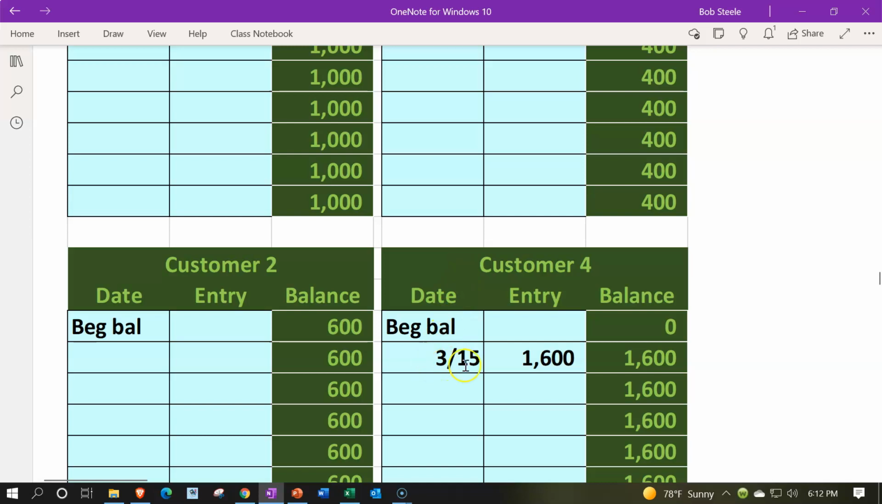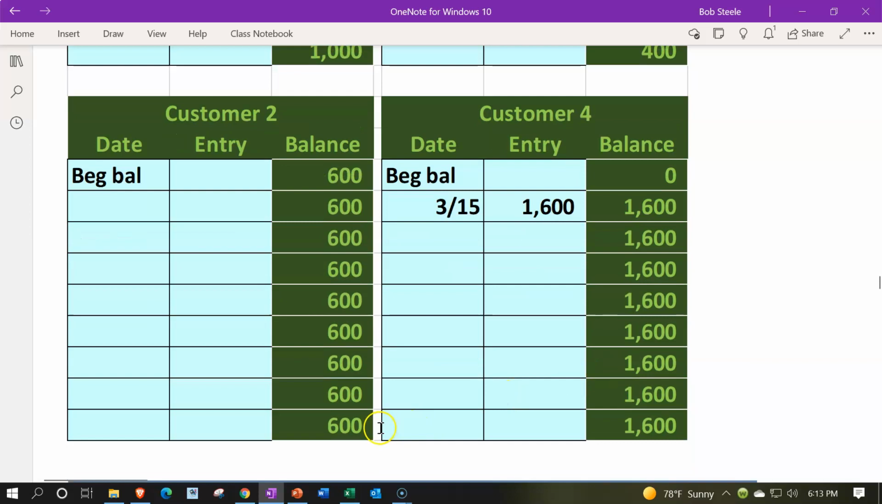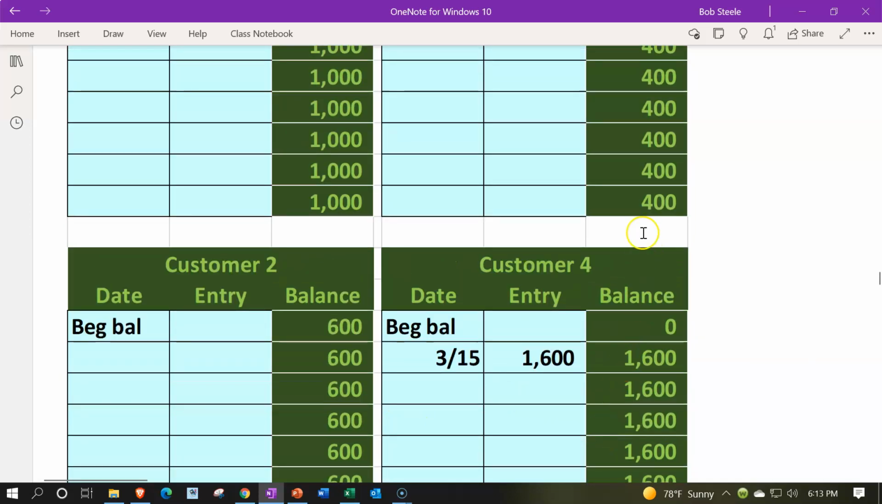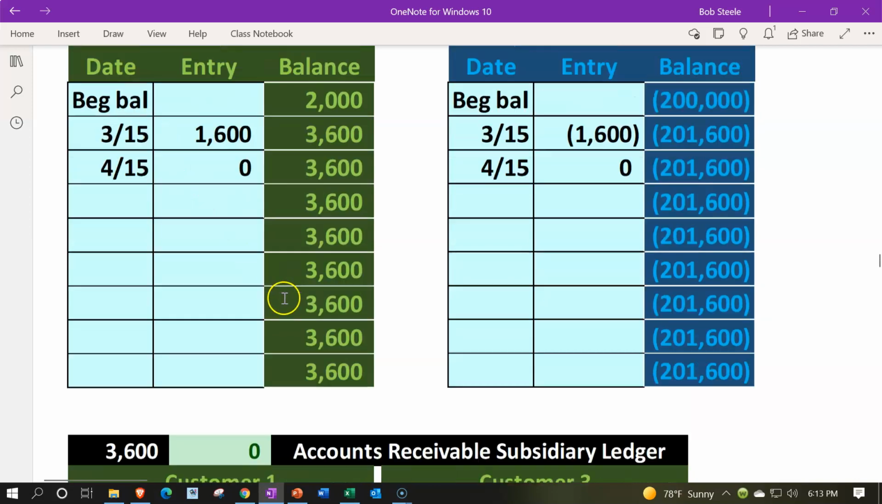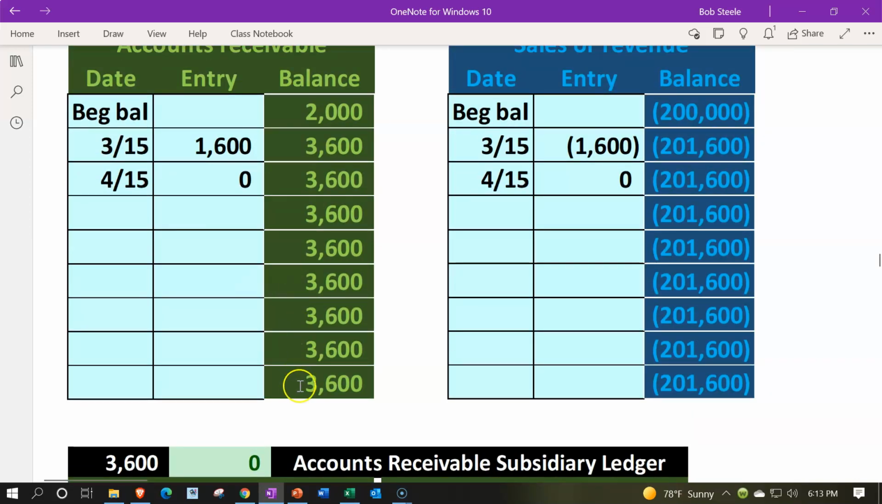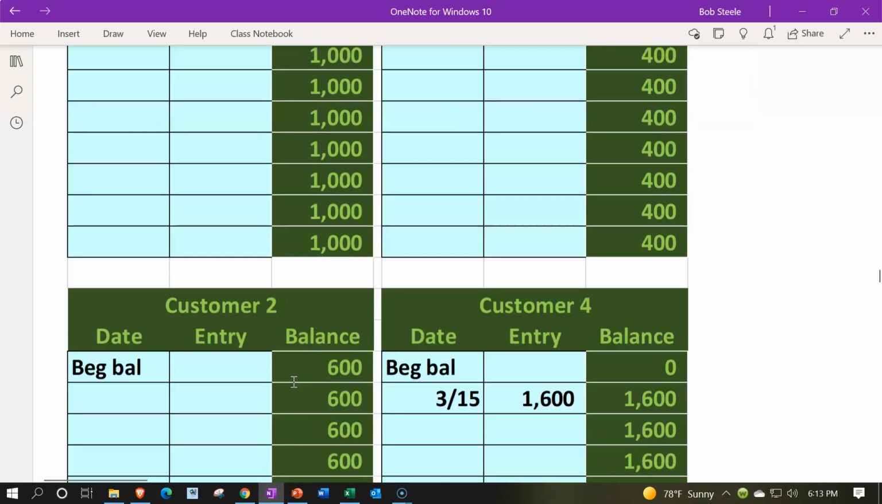That is going up by the $1,600 to the $1,600. The 4 customers now at $600, $1,600, $400, $1,000, adding up then to the $3,600. It's a subsidiary ledger here, which in QuickBooks would be something like a subsidiary report that you would run, like an aging report or a customer detail report or a customer summary that would tie into the balance sheet line item of accounts receivable or the general ledger bottom line transaction detail reports here, $3,600.